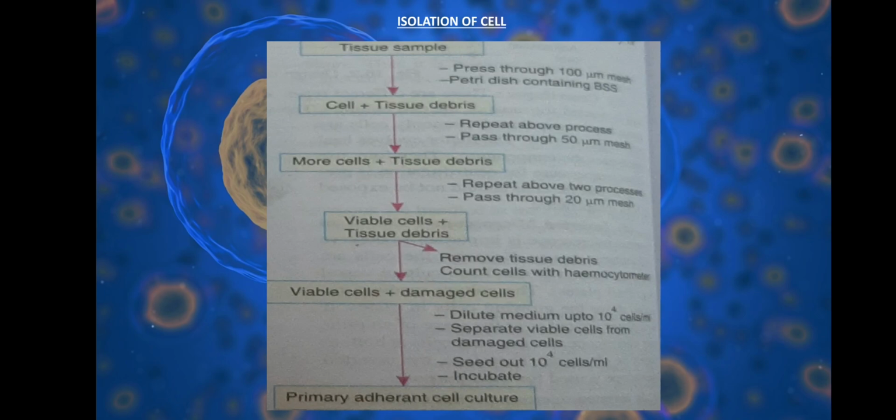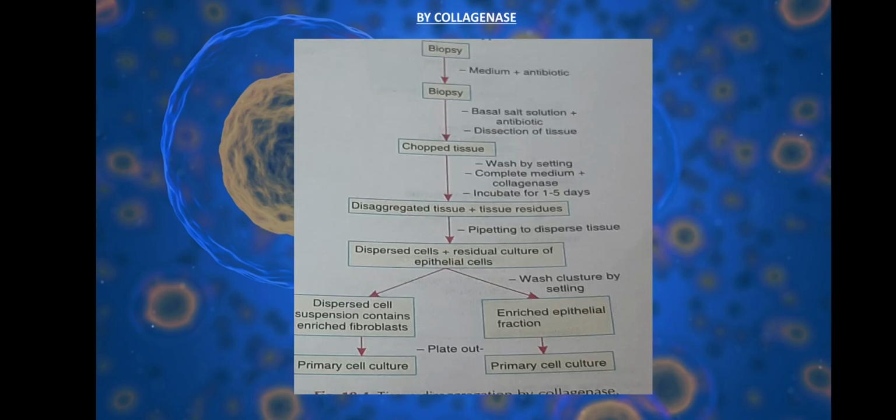The tissue debris is removed and the cells are counted using a hemocytometer, and the viable cells plus damaged cells are diluted in a medium to up to 10 raised to 4 cells per milliliter, and the viable cells are separated from damaged cells. Incubation is done, and at last a primary adherent cell culture is obtained. So this is the isolation, how a cell is isolated from a tissue sample. Two different processes are required. That's the basic process for cell isolation.